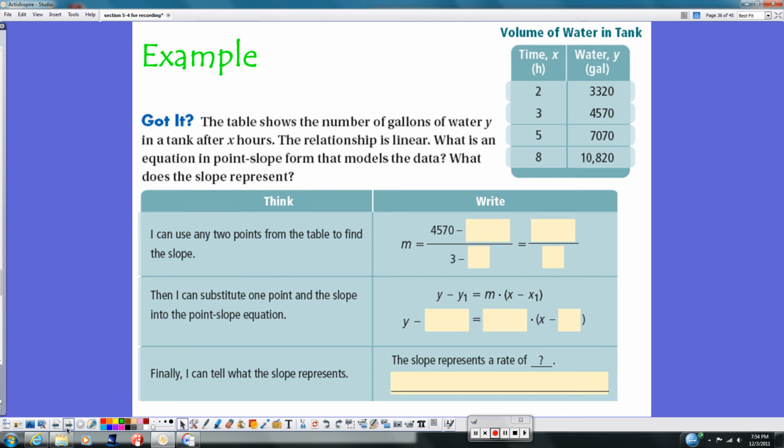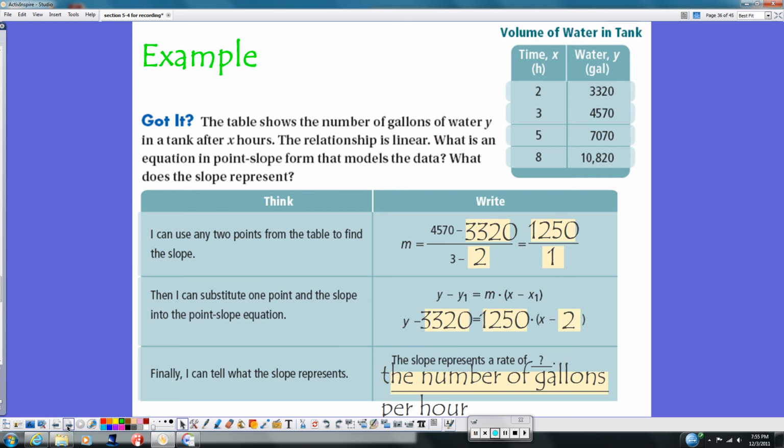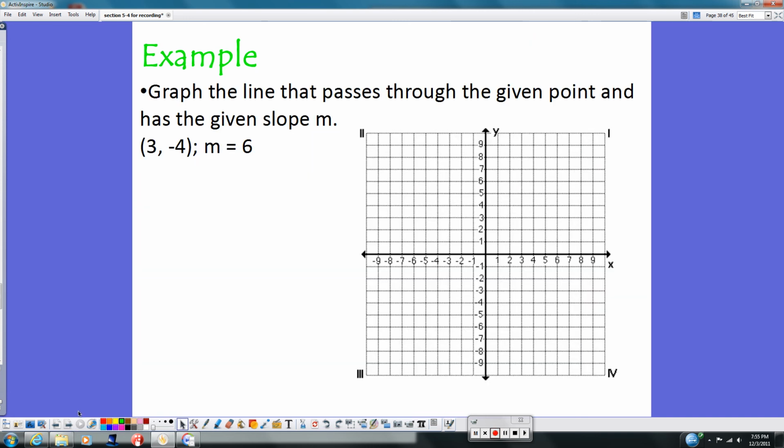Another thing we're going to have in our assignment for today is using tables to find our equations. So the first thing we're going to do is locate any 2 points from the table to find the slope. These act just like our points. These are our x's and these are our y's. I chose to use the first point, (2, 33/20). To find my slope, I use the slope formula and get 1250 over 1, or just 1250. Then I picked one of those 2 points. I chose to use the first one, so y minus 33/20 equals 1250 times x minus 2. And the slope in this case represents the number of gallons per hour.